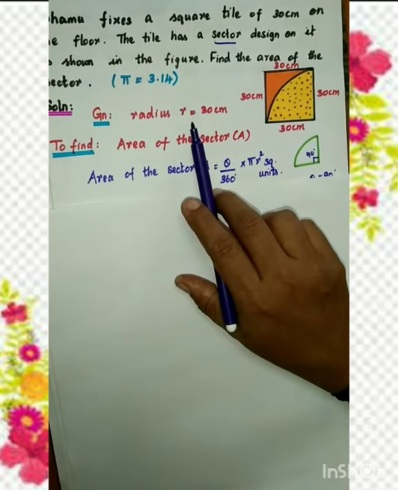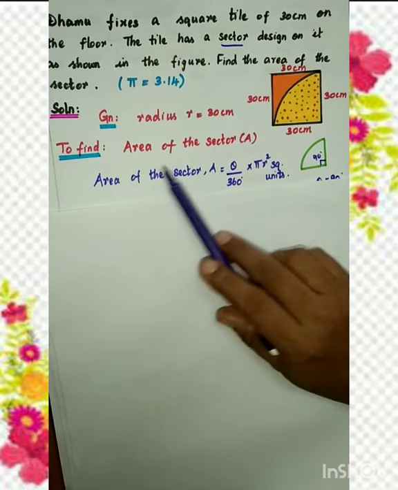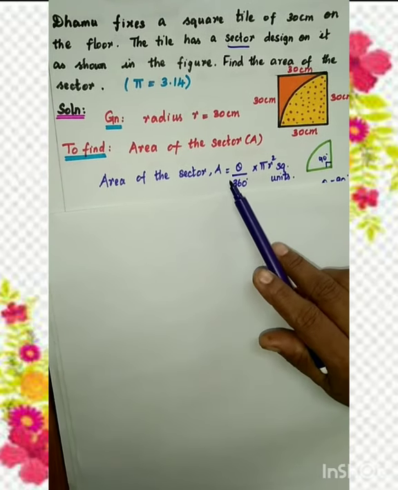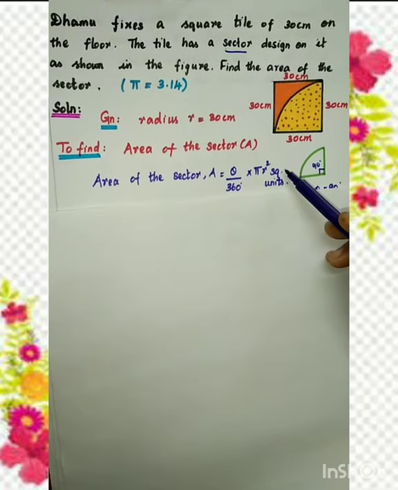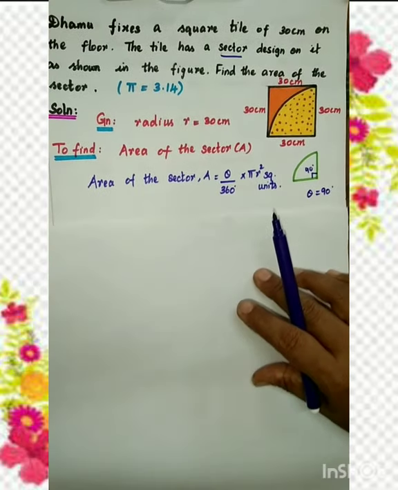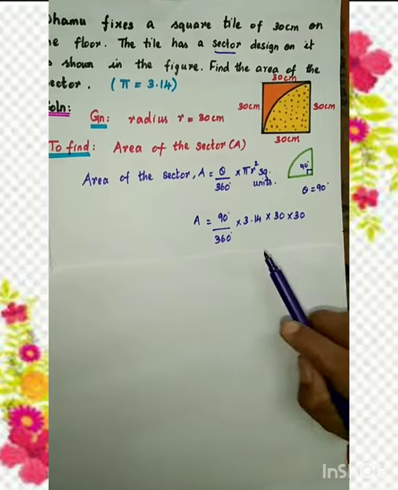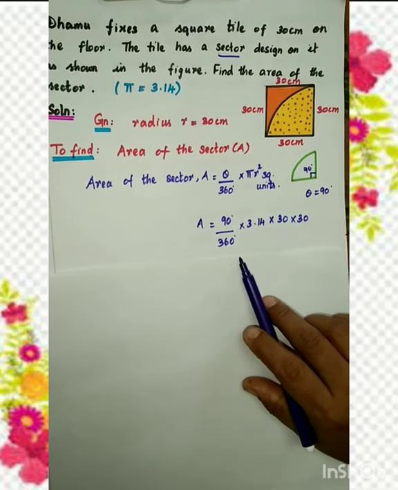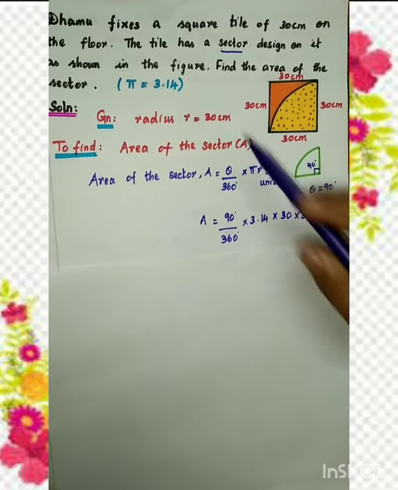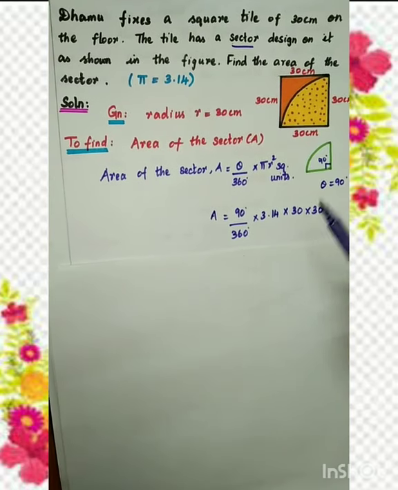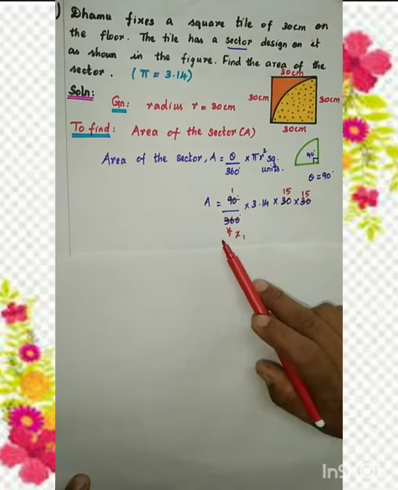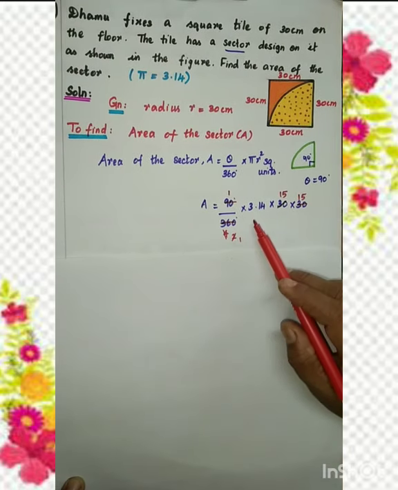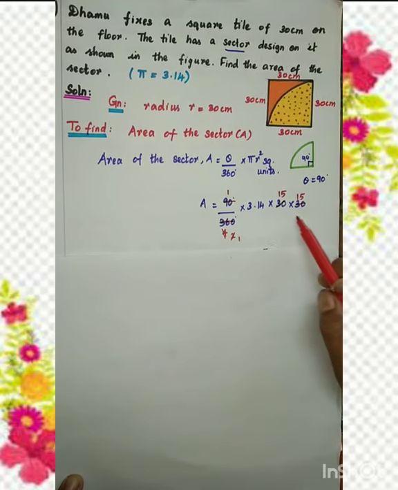So central angle of a quadrant is 90 degree. Given R is 30 cm. To find the area of the sector, the formula for area of the sector equals theta by 360 into pi r square, square unit. So we are going to apply the values. Here A equal to theta is 90 degree by 360 degree into pi is 3.14 into radius is 30 into 30. So A equal to 90 by 360 into 3.14 into 30 into 30.